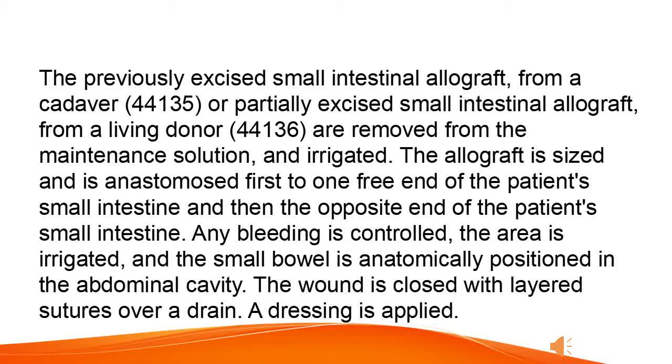The previously excised small intestinal allograft, from a cadaver, 44,135, or partially excised small intestinal allograft, from a living donor, 44,136, are removed from the maintenance solution, and irrigated. The allograft is sized and is anastomosed first to one free end of the patient's small intestine and then the opposite end of the patient's small intestine. Any bleeding is controlled, the area is irrigated, and the small bowel is anatomically positioned in the abdominal cavity. The wound is closed with layered sutures over a drain. A dressing is applied.